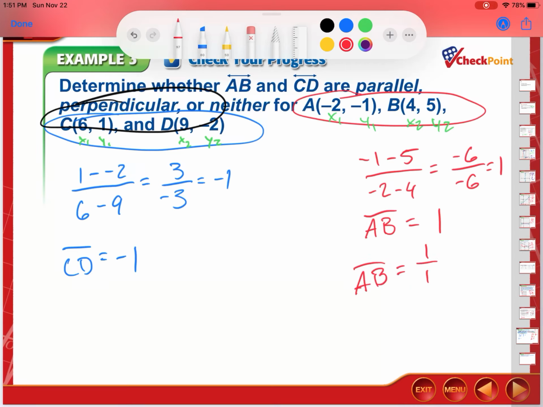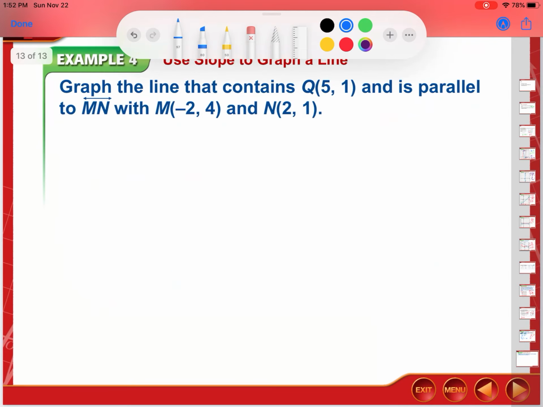So it's easier to see if I write it like this. So AB would equal 1 over 1, and then CD would equal -1 over 1. So looking at this, we can see that if we flipped 1 over 1, it would still be 1 over 1, but then we add that negative in, which makes it the opposite. So that is why these would be perpendicular, because we can flip it and then make it negative, and that's the change that happens between these two.